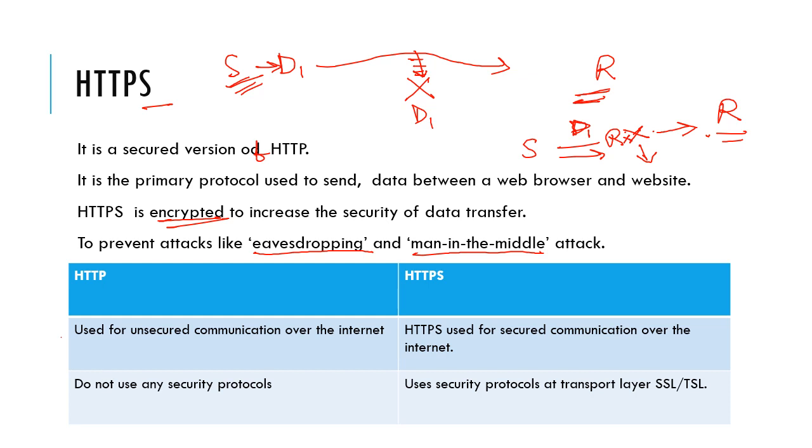Now we have the comparison between HTTP and HTTPS. HTTP is used for unsecured communication over the internet and does not use any of the security protocols. HTTPS, on the other hand, uses secured communication over the internet, using security protocols at the transport layer, that is SSL and TLS. I showed you the 7 layers in the previous diagram, so there is one layer, the transport layer, over there.